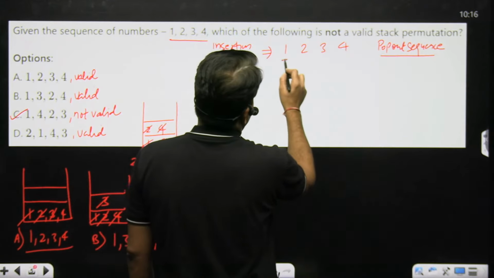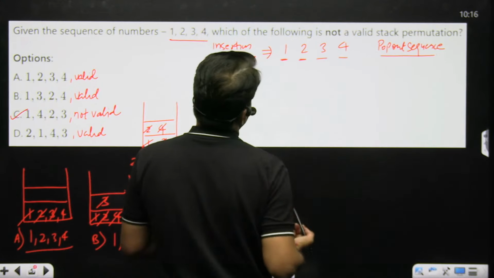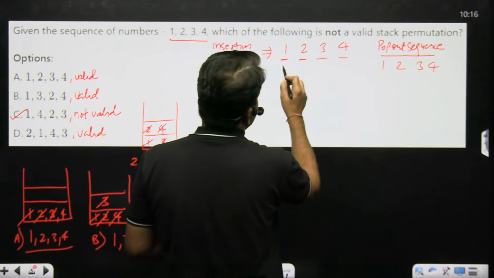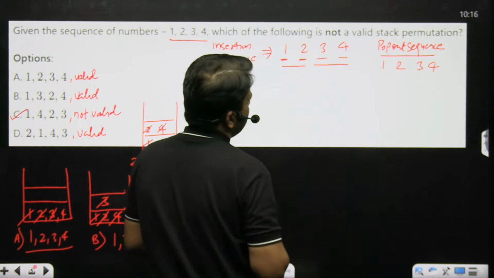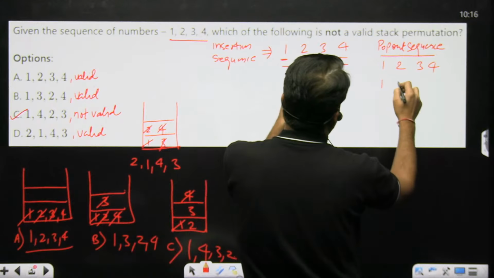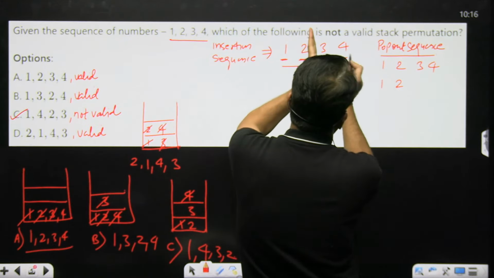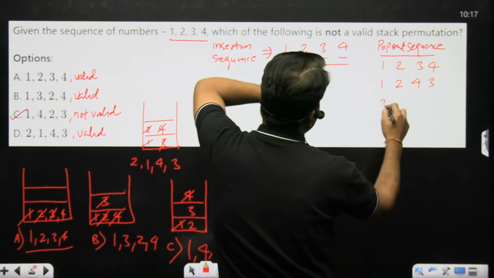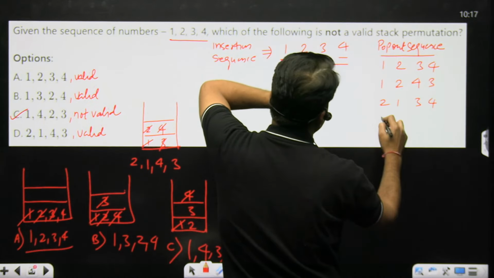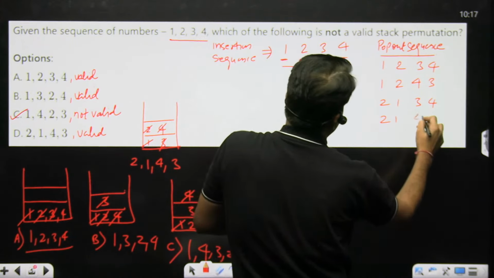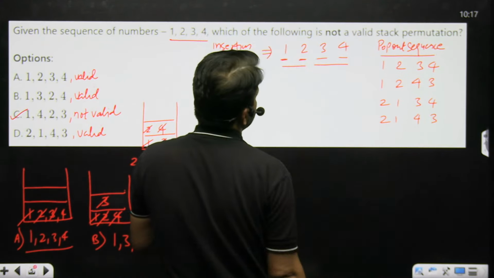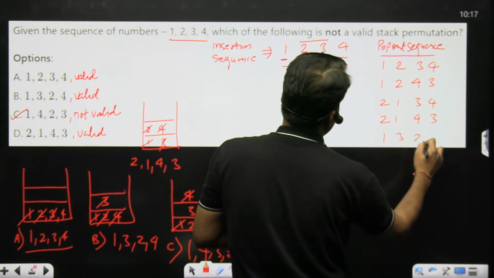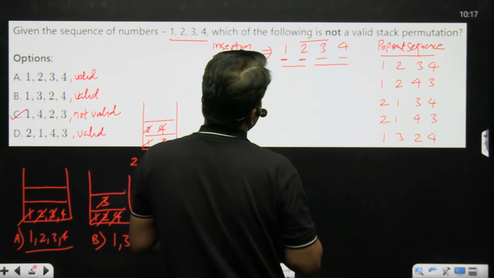If I talk about single length strings, just reverse single length strings. So 1 2 3 4. If I consider double length strings, then just reverse double, 1 2, just reverse this two-length string, 4 3. Or you can reverse this one, 2 1, and 3 4, or both reversed, 2 1 4 3. Or you can reverse this two-length string also, 1 3 2, 4. Understood?